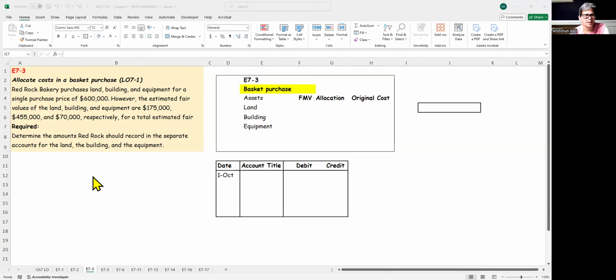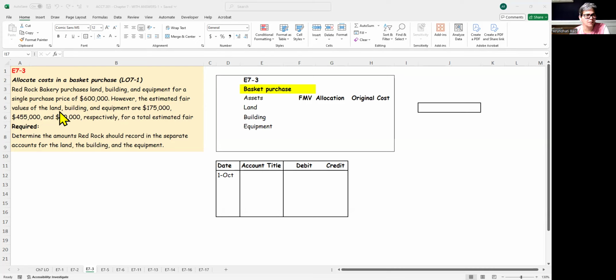Welcome back. Let's take a look at exercise 7-3. Here we are going to look at yet another acquisition of assets, but this time we have bought multiple assets in one transaction. So here we have Red Rock Bakery that purchases land, building and equipment for a single purchase price of $600,000.